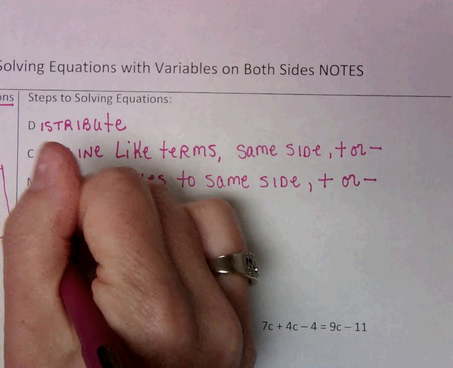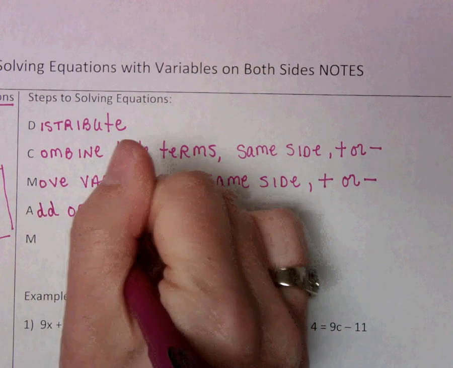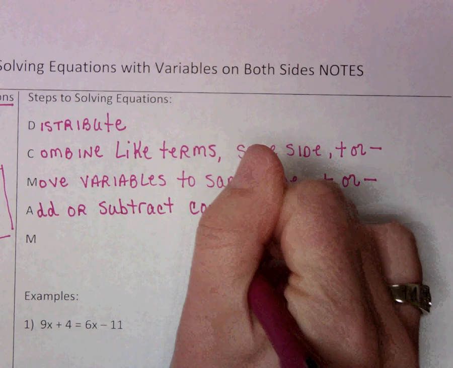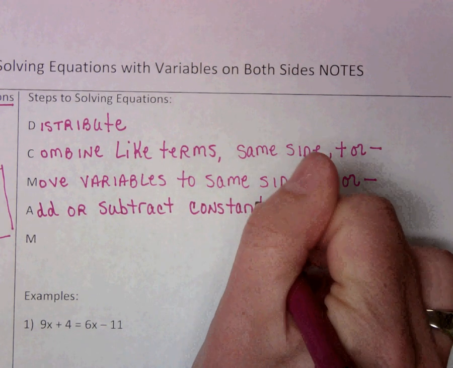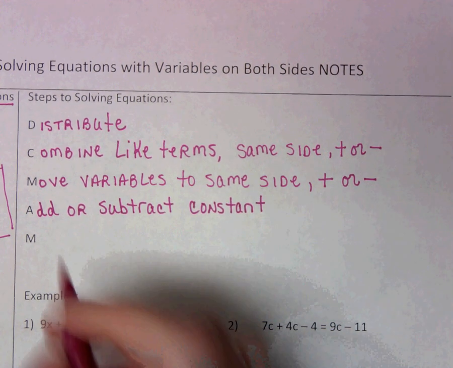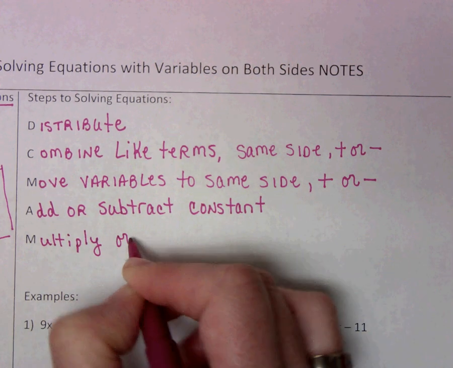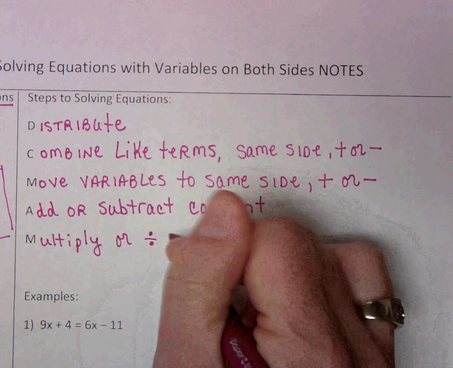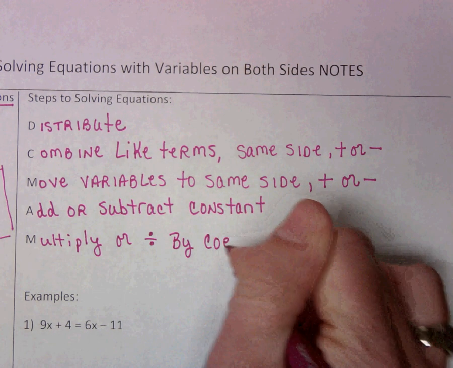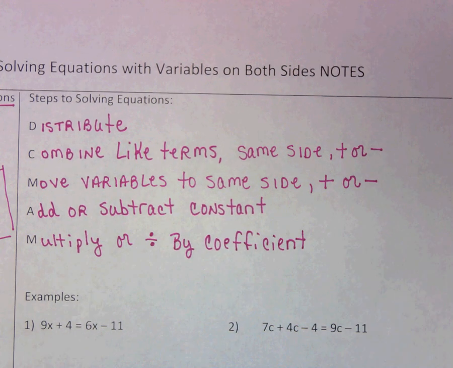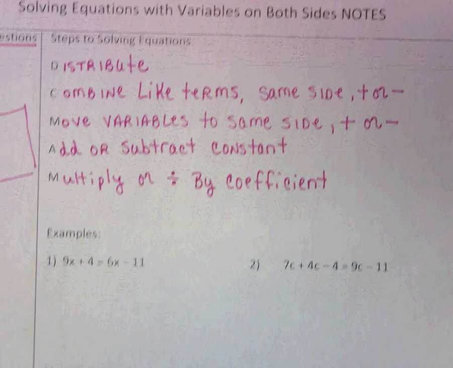The A, remember, stands for add or subtract the constant. Remember, the constant term is the term without the variable. And then our last step is always to multiply or divide by the coefficient. Now, as you take these notes today, if you want to abbreviate some words, that's great. If you want to use symbols, that's great too. Okay, so let's make sure we have all of our steps written down. Really important. Okay, so let's look at the first example.